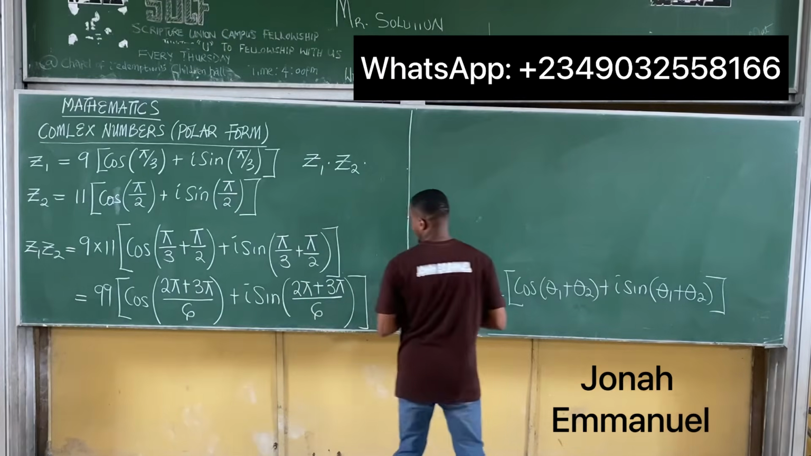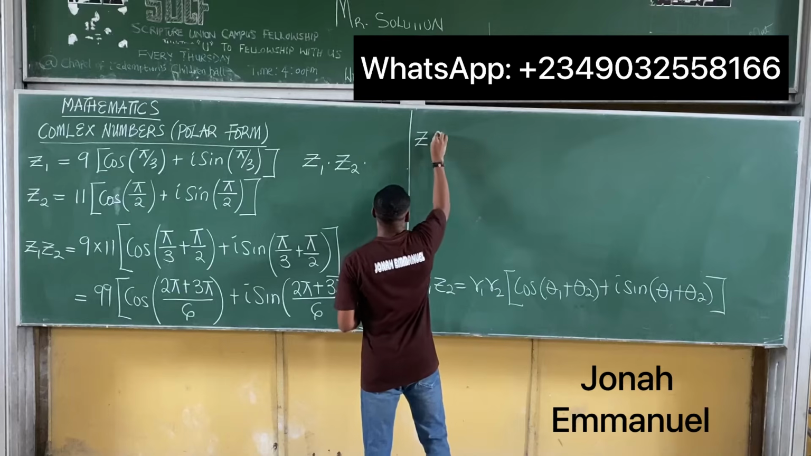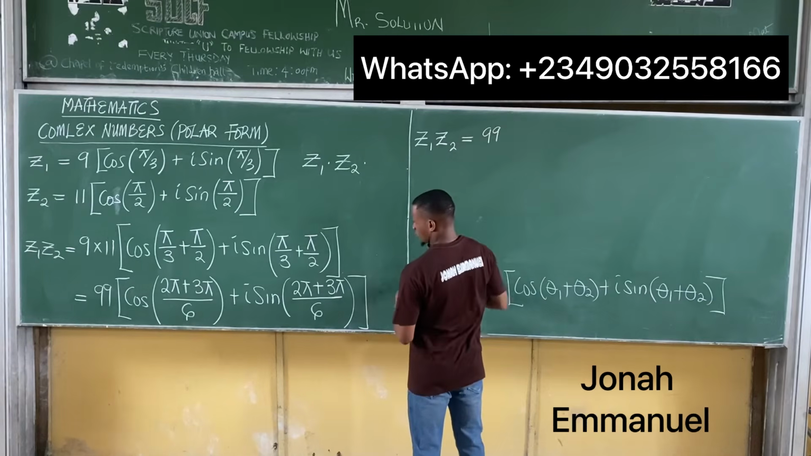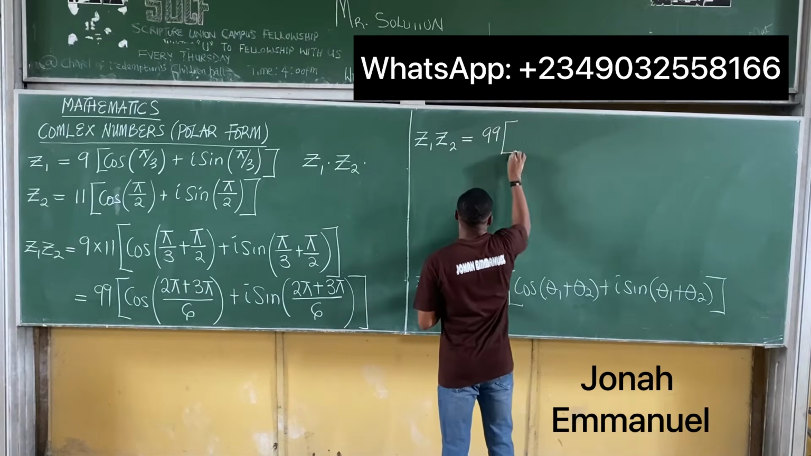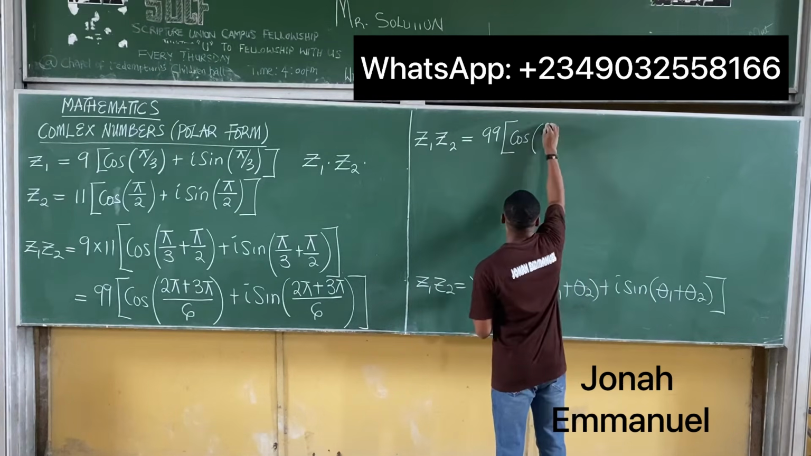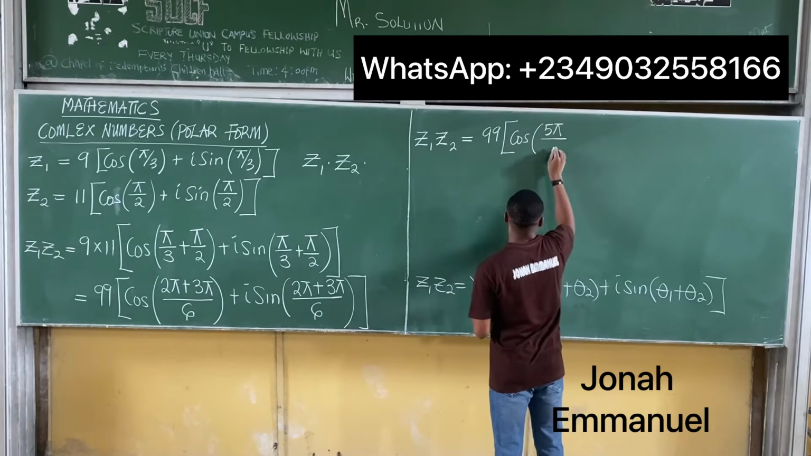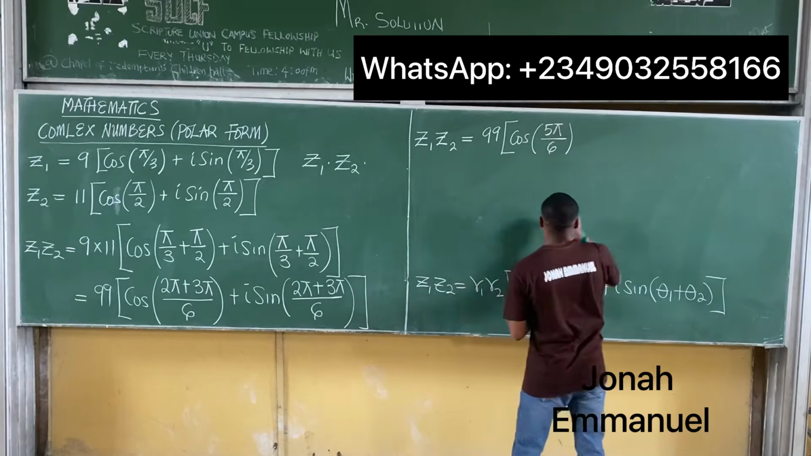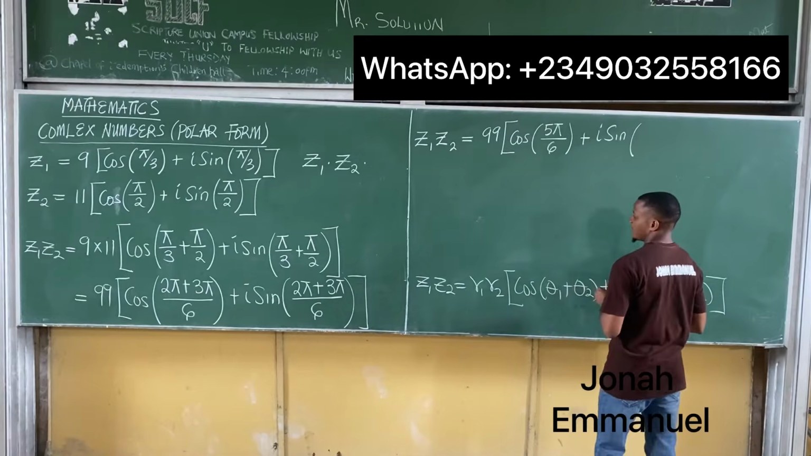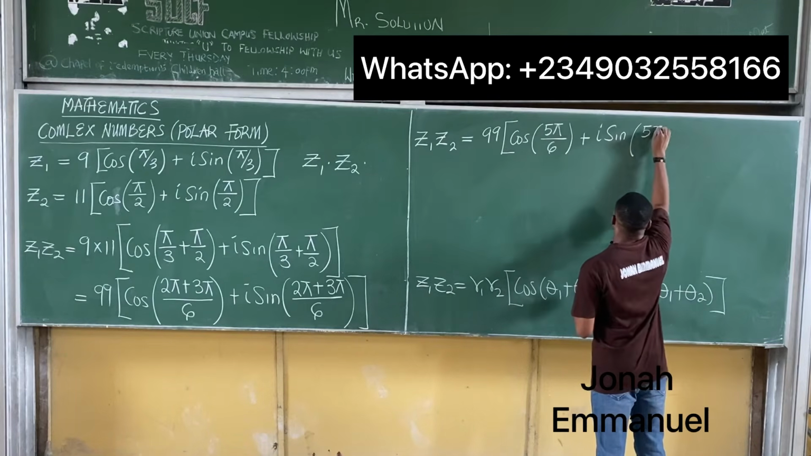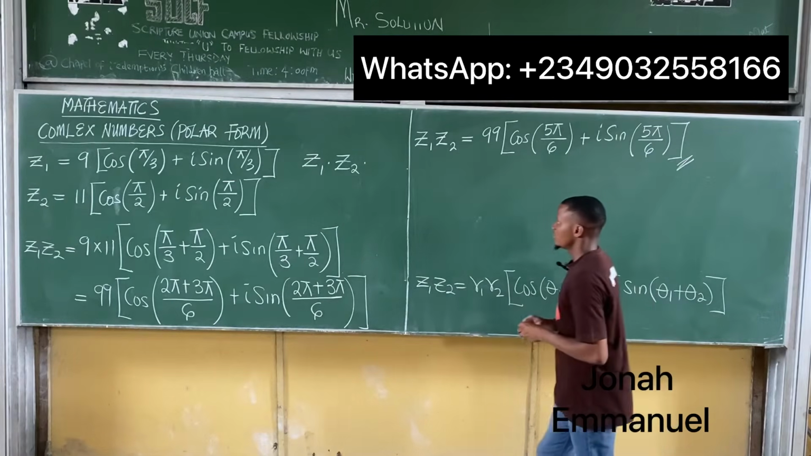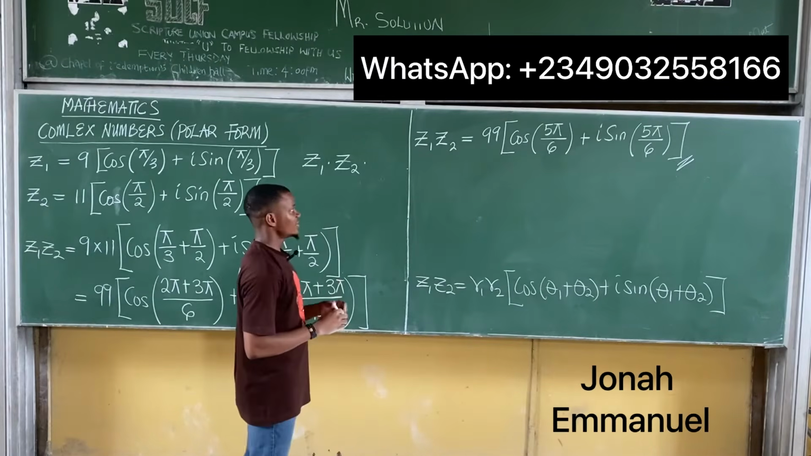Alright, so it means that z1 z2 is simply equal to 99 into cos of 2 pi plus 3 pi, which gives you 5 pi all over 6, plus i sine, 2 pi plus 3 pi, that's 5 pi all over 6. So this becomes the answer in radians. So this is the value of z1 z2 in radians.